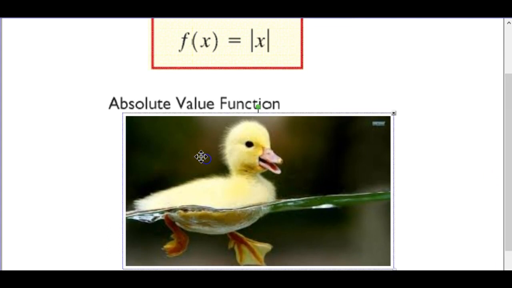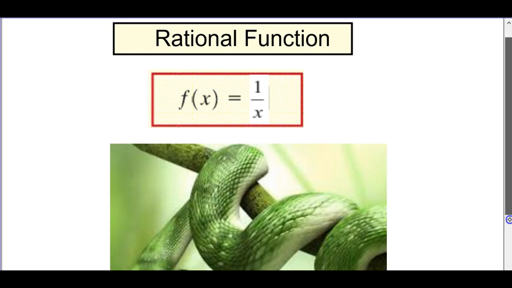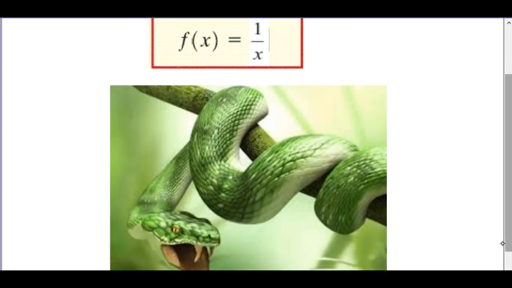The absolute value function looks like a V for victory, beat Valley. My wife teaches at Valley High School, but I taught at Dowling, so rival schools.